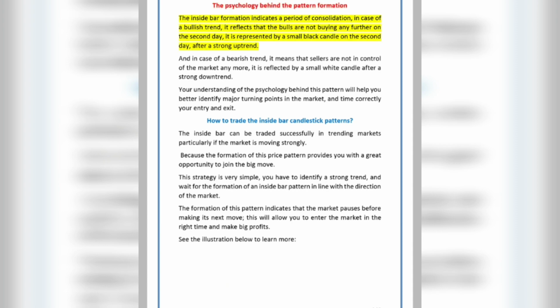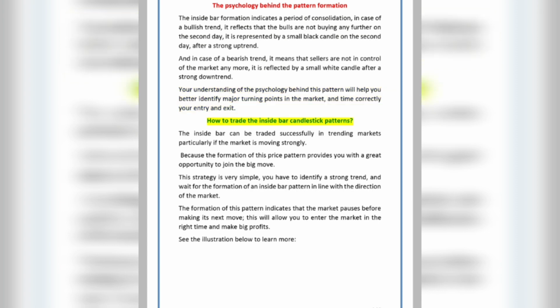The psychology behind the pattern formation. The inside bar formation indicates a period of consolidation. In case of a bullish trend, it reflects that the bulls are not buying any further on the second day. It is represented by a small black candle on the second day, after a strong uptrend. And in case of a bearish trend, it means that sellers are not in control of the market anymore. It is reflected by a small white candle after a strong downtrend. Your understanding of the psychology behind this pattern will help you better identify major turning points in the market and time correctly your entry and exit.